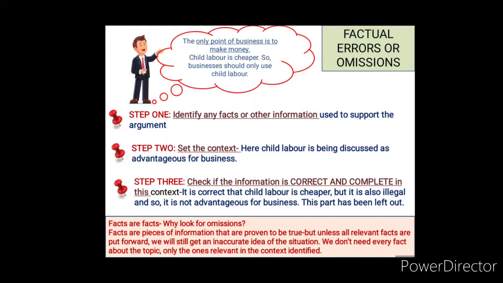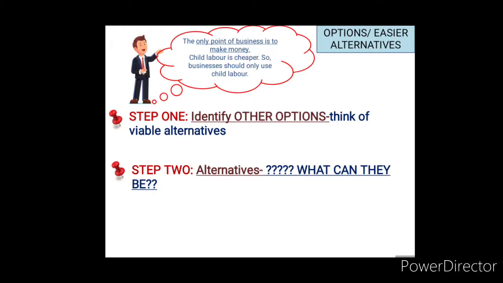So step 3, check if the information is correct and complete in this context. It is correct that child labor is cheaper, but it is also illegal, and so it is not advantageous for business. Right? This is how you can write in your answer.